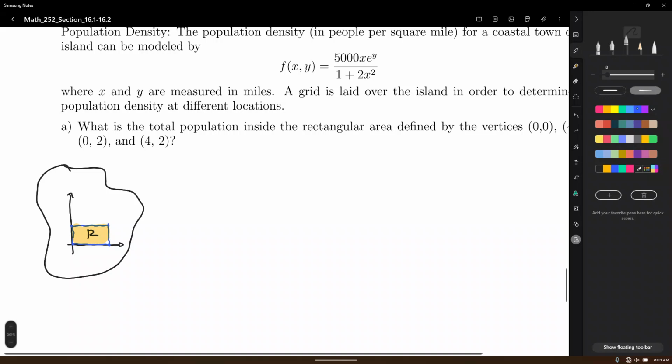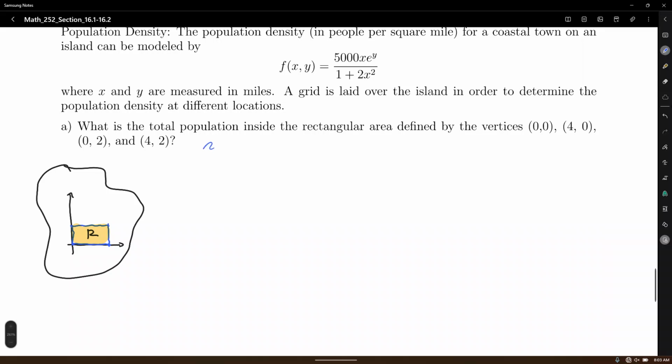So let's state the domain of integration for this. That is R, which is the set of all ordered pairs (x, y) such that x varies between 0 and 4 and y varies between 0 and 2. So that is our domain of integration. That's going to give us the limits of integration for this double integral.